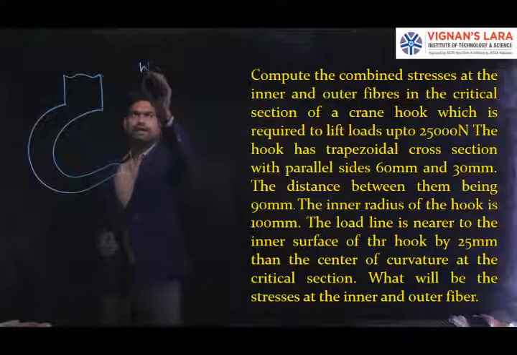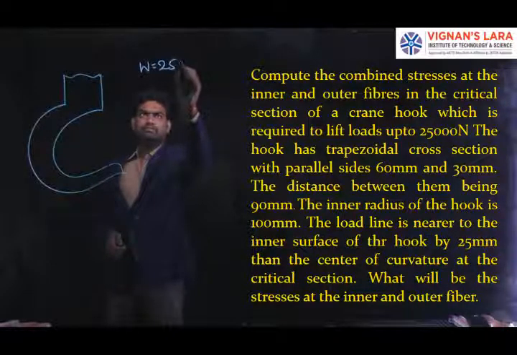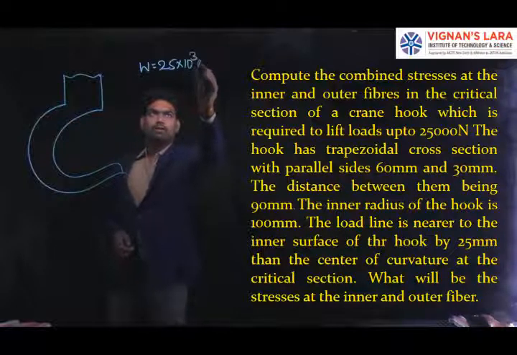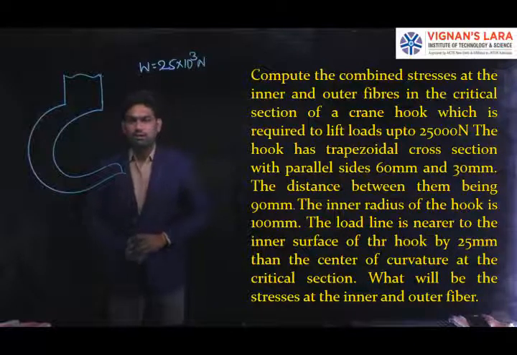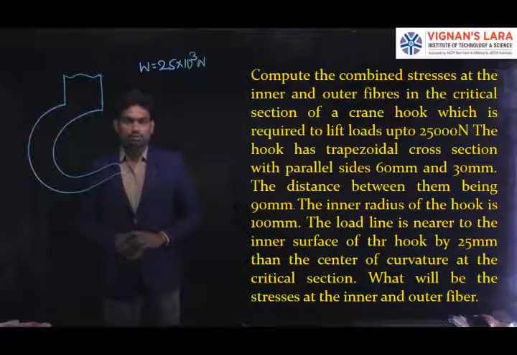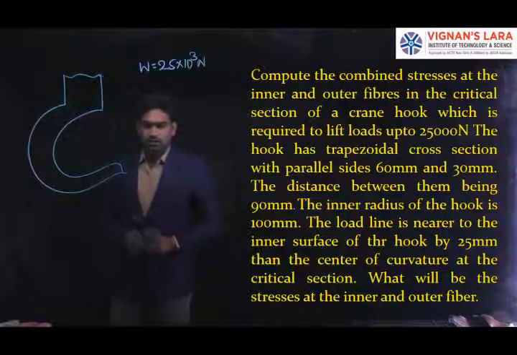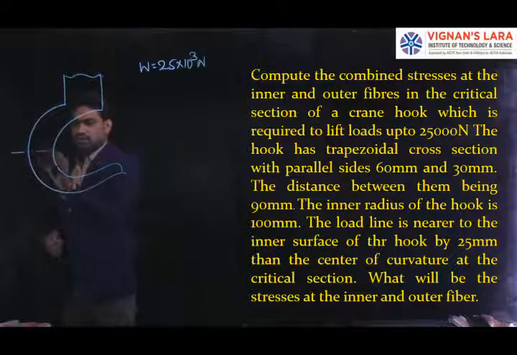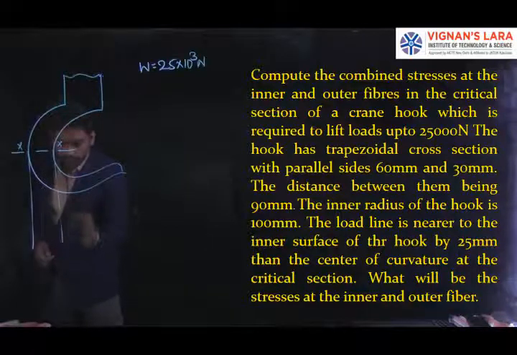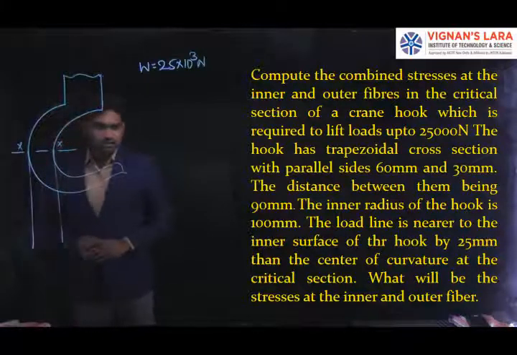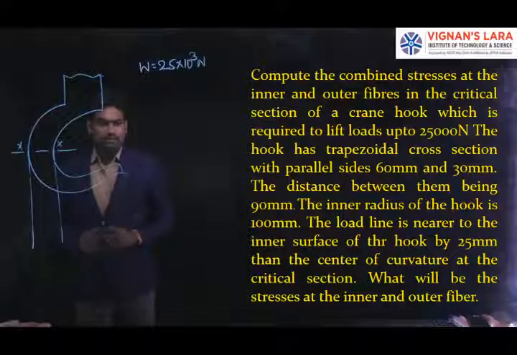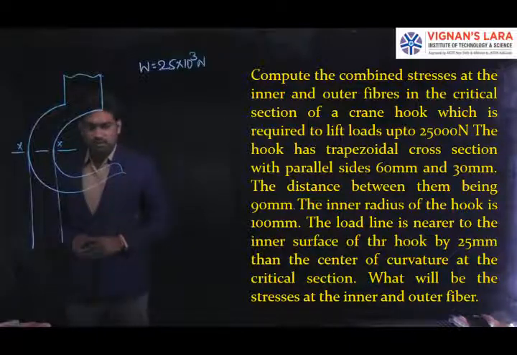So the load acting on the crane hook is 25,000 newtons, that is 25 into 10 cube. If you take the cross section of the hook, the cross section is trapezoidal, and the parallel widths are given: 60 mm and 30 mm.